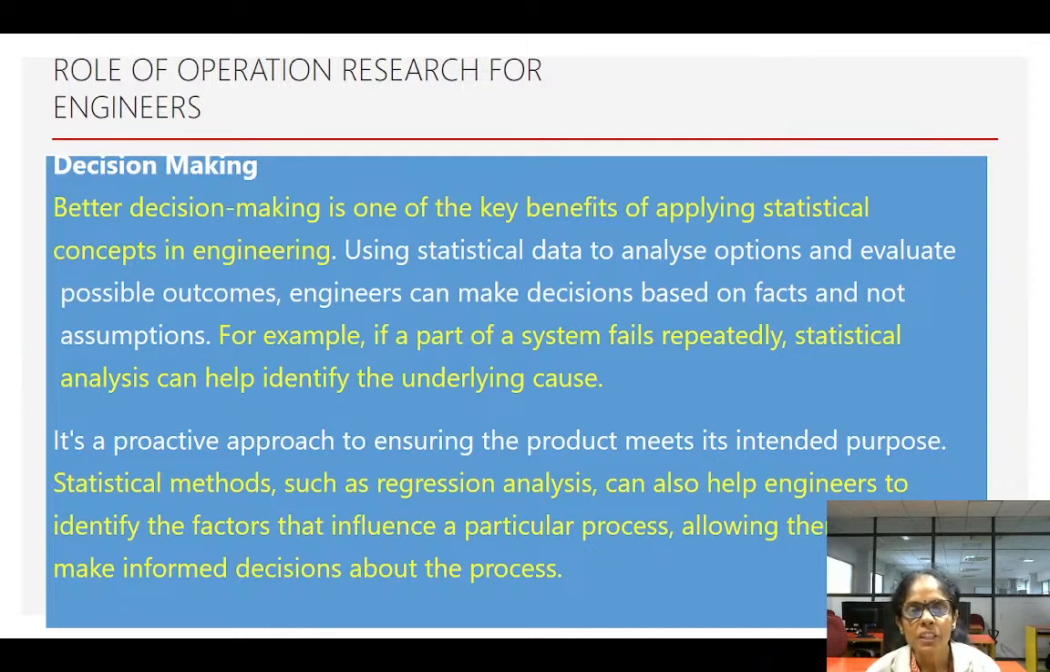Better decision making is one of the key benefits of applying statistical concepts in engineering. Using statistical data to analyze options and evaluate possible outcomes, engineers can make decisions based on facts and not on assumptions. For example, if a part of a system fails repeatedly, statistical analysis can help identify the underlying cause. So it's a proactive approach to ensuring the product meets its intended purpose. Statistical methods such as regression analysis can also help engineers identify the factors that influence a particular process, allowing them to make informed decisions about the process.